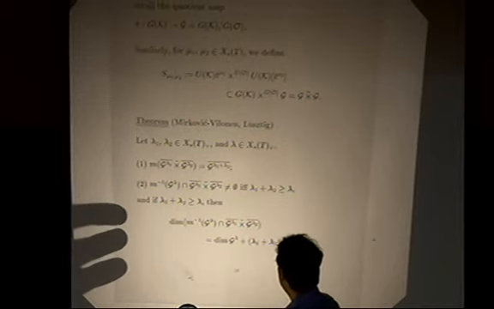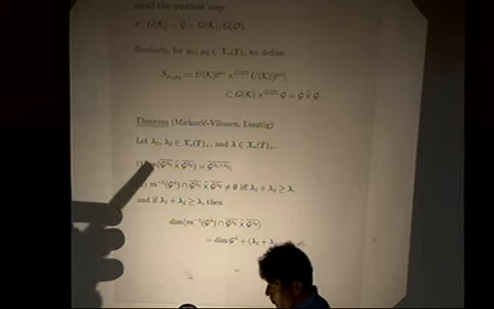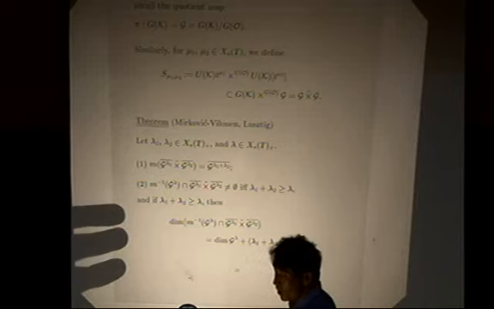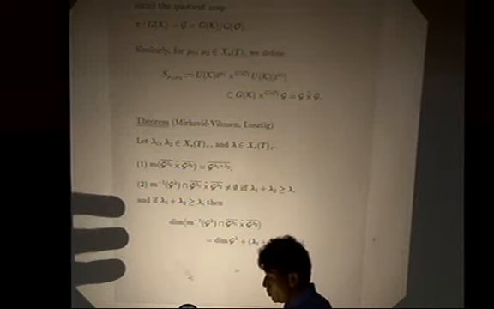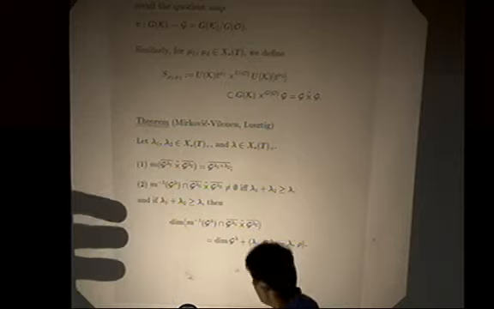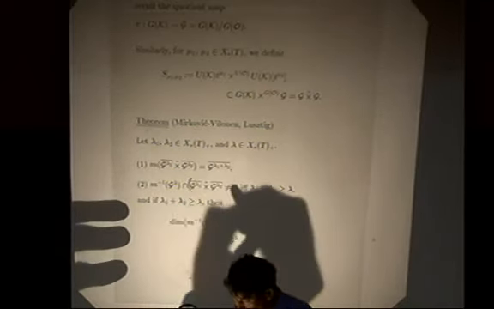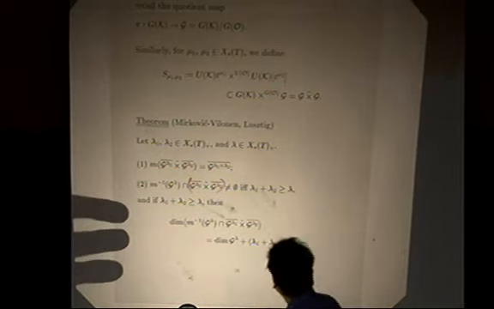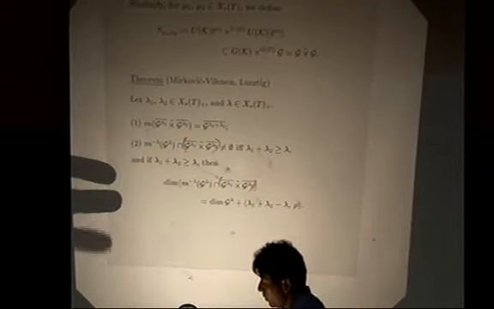Then we know the following theorem, due to Mirkovic-Vilonen and Lusztig. Let lambda_1, lambda_2 be dominant co-weights, and nu also a dominant co-weight. Then the image of G_lambda1 bar tilde times G_lambda2 bar under this multiplication map m is equal to G_(lambda1+lambda2) bar. And note that this intersection is non-empty if and only if lambda_1 plus lambda_2 is greater than or equal to lambda. And in this case, the dimension of this intersection is given by this formula.